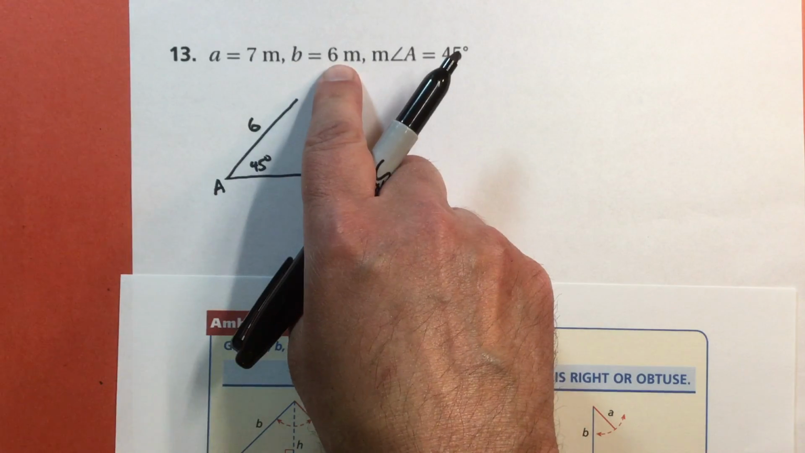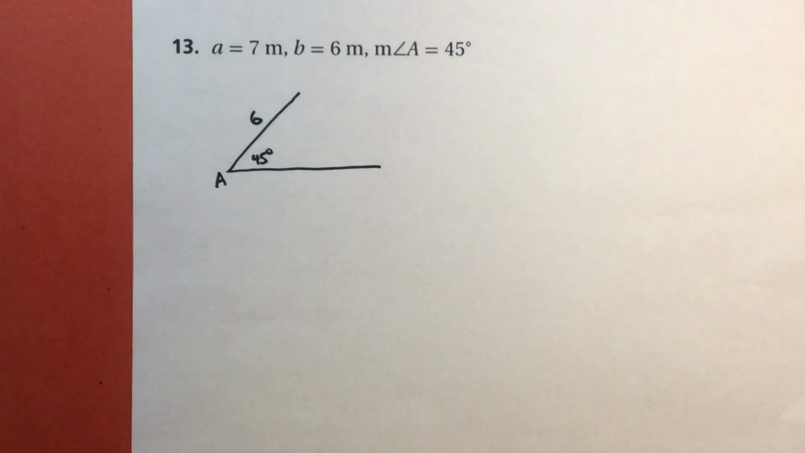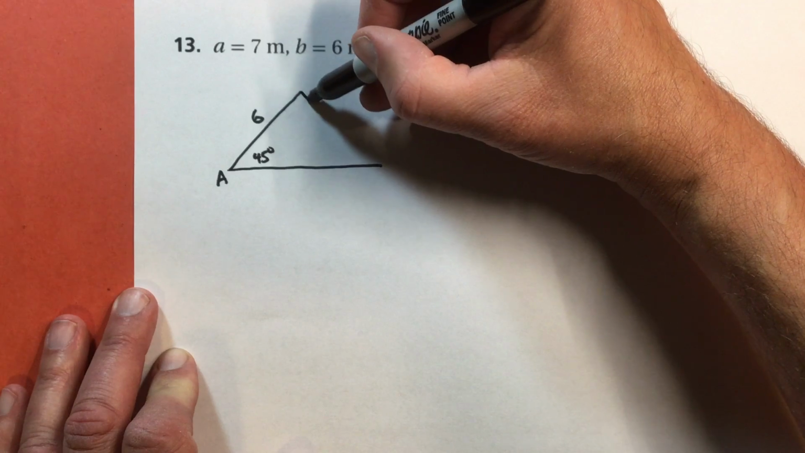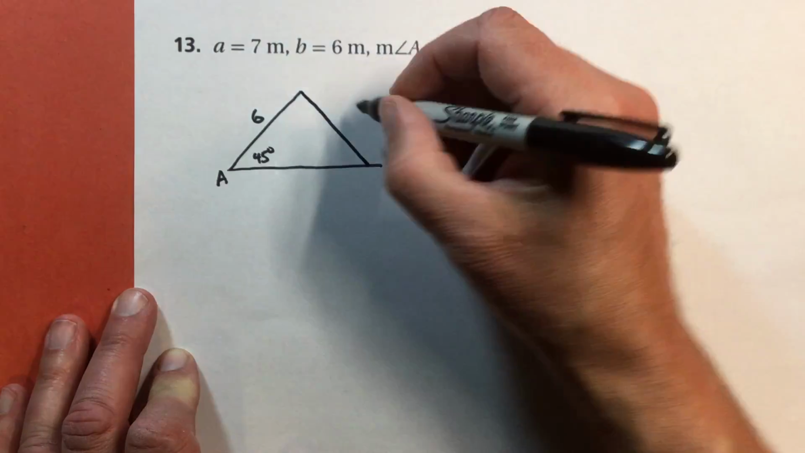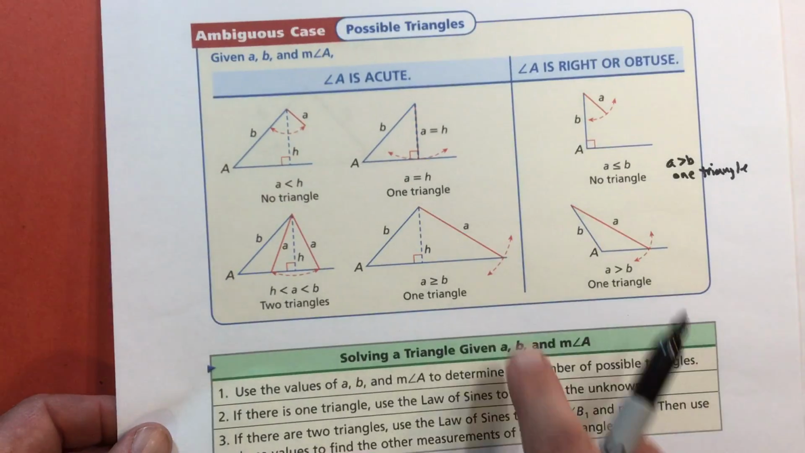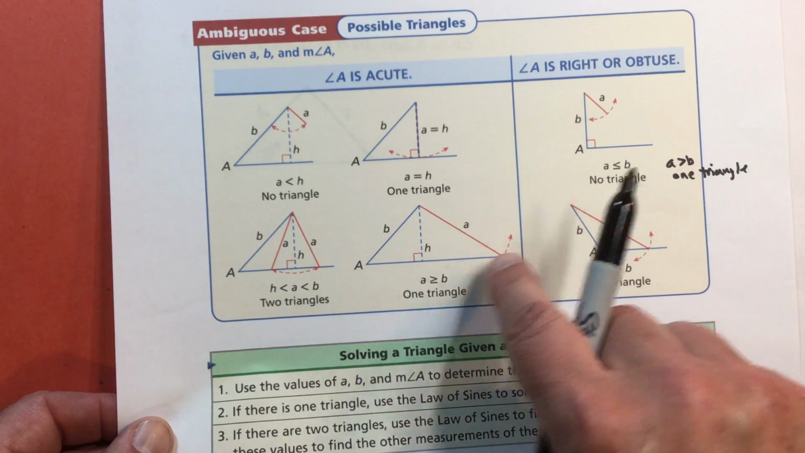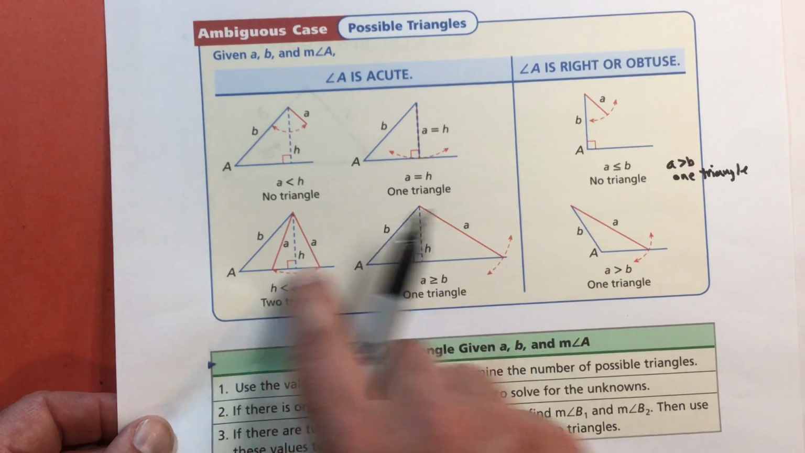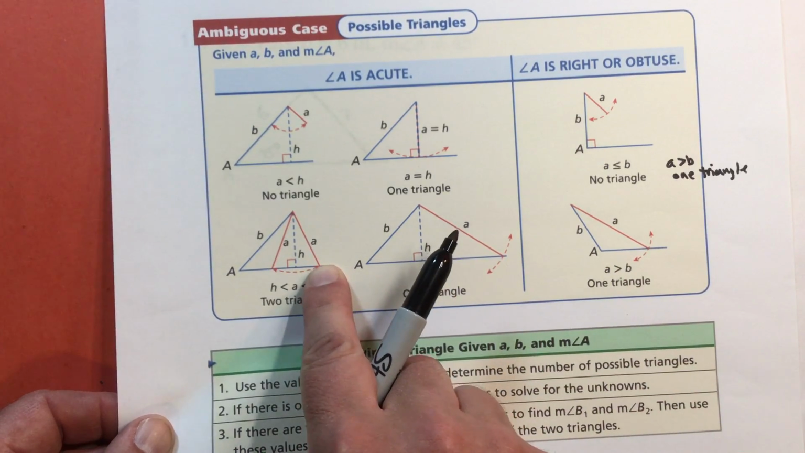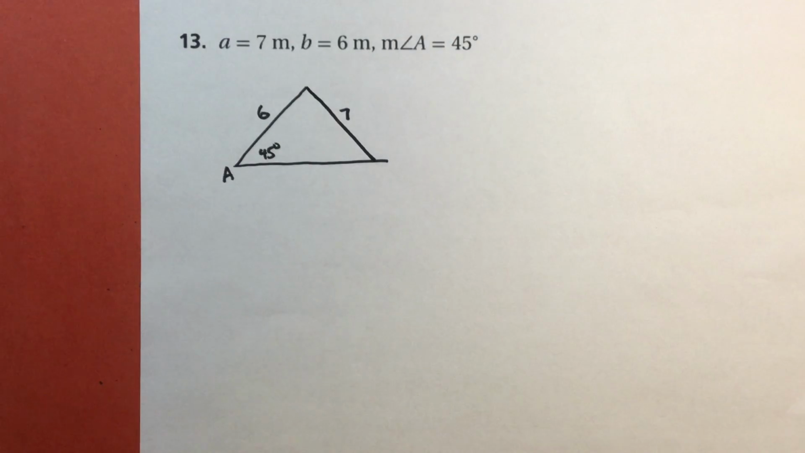Is A bigger than B? Yeah, 7's bigger than 6. If A is bigger than B, I get one triangle. So my 7 is going to come out this way. And the reason why you get one triangle is because this side, this red line that I have here, like in this one, I swung it over to connect it right here. If I swing this over, it's going to be over here. It's going to miss. It's going to be on the other side of point A. It's going to miss that side. So that's why I only get one.